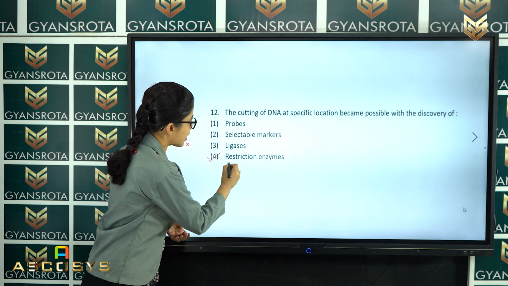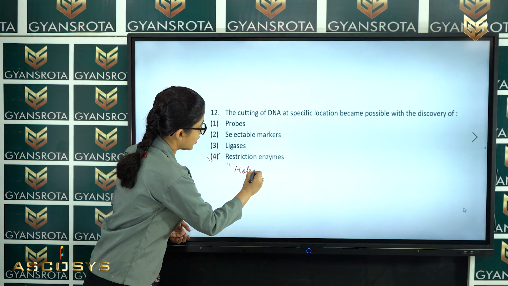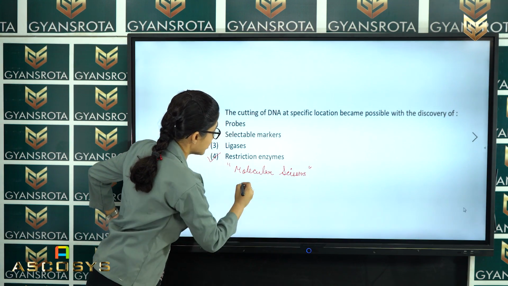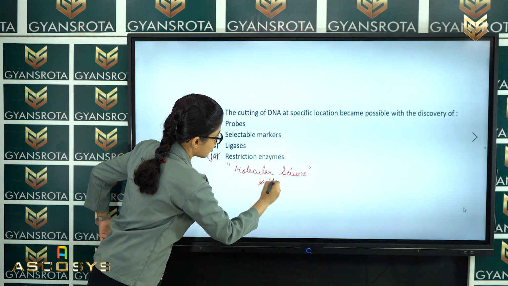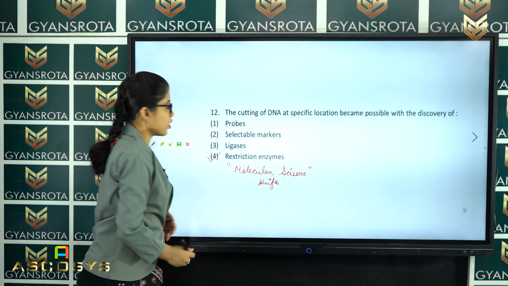So restriction enzymes are also called as molecular scissors, and it is also called as the knife. So what is the work of this molecular scissor?